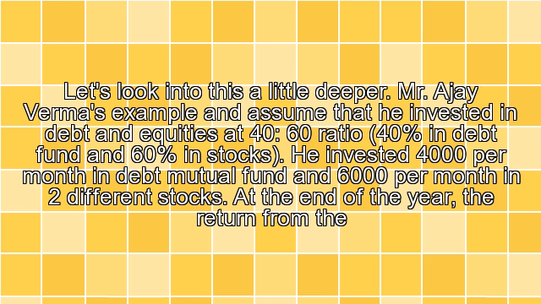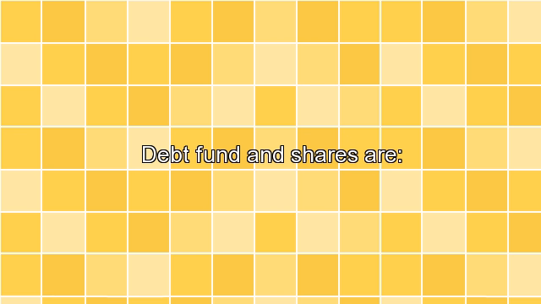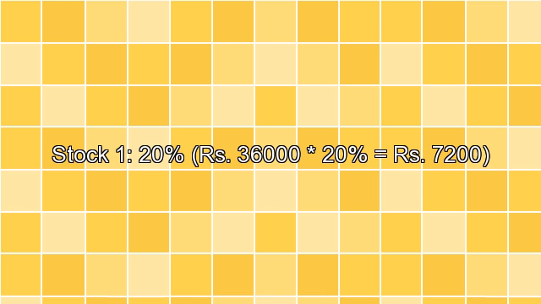Let's look into this a little deeper. Take Mr. Ajay Verma's example, and assume that he invested in debt and equities at 40/60 ratio, 40% in debt fund and 60% in stocks. He invested 4,000 per month in debt mutual fund and 6,000 per month in two different stocks. At the end of the year, the return from the debt fund and shares are: stock 1, 20%: Rs 36,000 at 20% equals Rs 7,200.